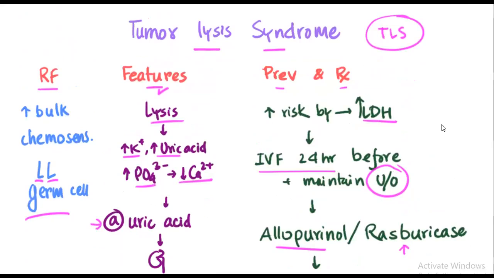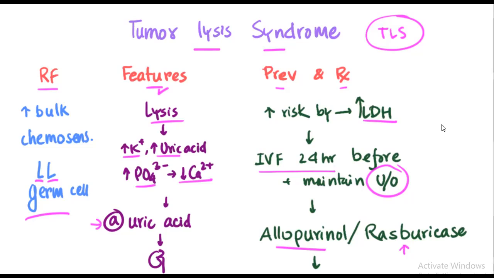In summary, tumor lysis syndrome occurs due to lysis of tumor cells, especially leukemia, lymphoma, and germ cell tumor, which are highly chemosensitive, leading to release of cellular contents into the blood, causing hyperkalemia, hyperuricemia, hyperphosphatemia, and hypocalcemia. The hyperkalemia causes cardiac arrhythmia. The hyperuricemia causes renal injury, and the hypocalcemia causes seizure and tetany.